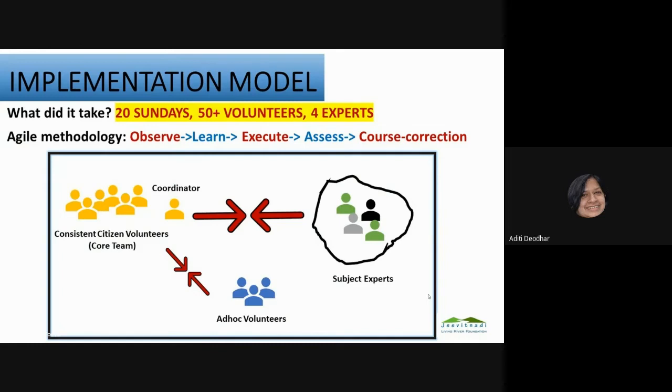So we received a lot of ad hoc volunteers for this. So the core volunteers, then some ad hoc volunteers and subject experts, and a coordinator to facilitate communication between the team and the experts. So that was all needed actually. And the agile methodology that we used is observe, learn, execute, assess, and course correction. And so with this, every Sunday we learned new things. We applied that learning in our next week's execution, and that's how we achieved the result.